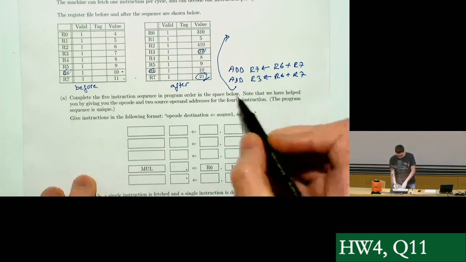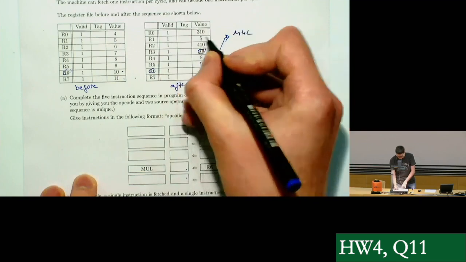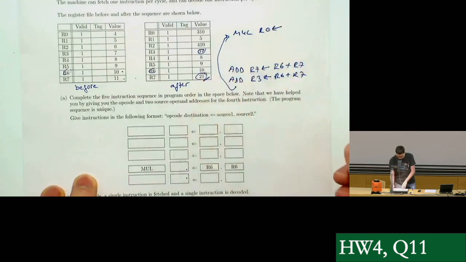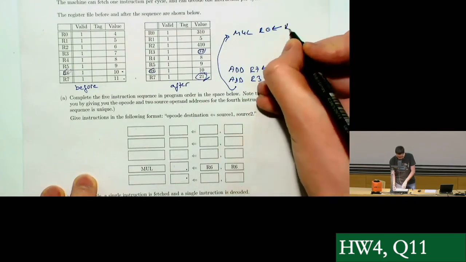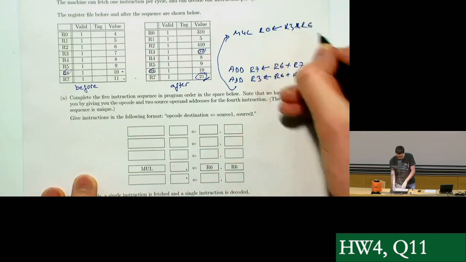But anyway, if we continue here, we said that we can get 310 into R0 by multiplying R3 and, sorry, this is a multiply, R3 and R6.